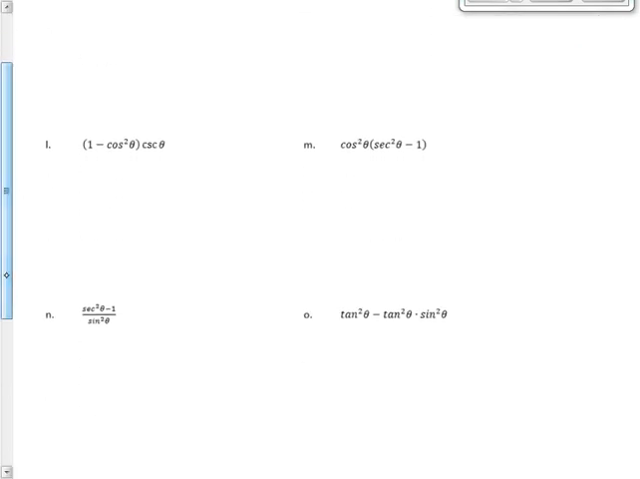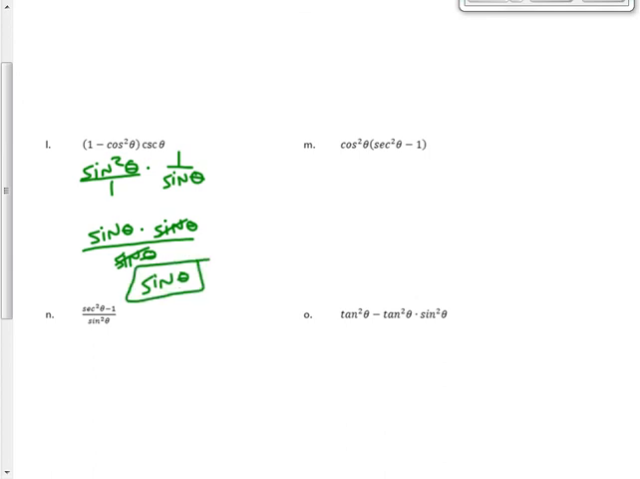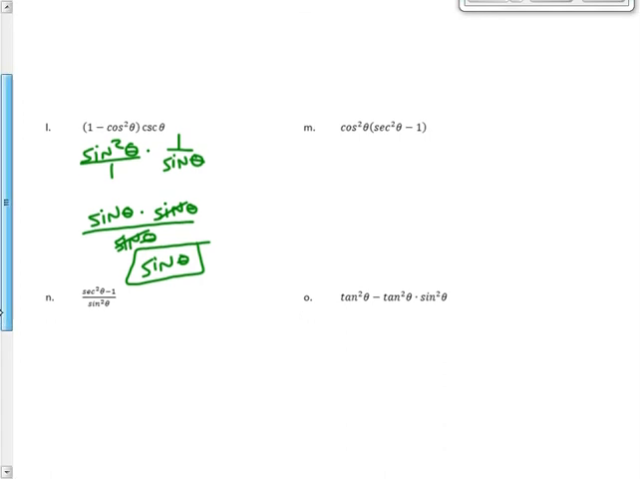So when I go to L here, this is actually sine squared theta times cosecant, which I can, of course, still turn into 1 over sine theta. Well, when I multiply these, I've got two sines on top. This is sine squared. And then I'm taking that times 1 on the bottom, 1 times sine theta. The sine thetas are going to cancel each other out, and I end up with just sine theta. There's nothing else that I can do for simplifying that problem. So look for those things that we can factor out.